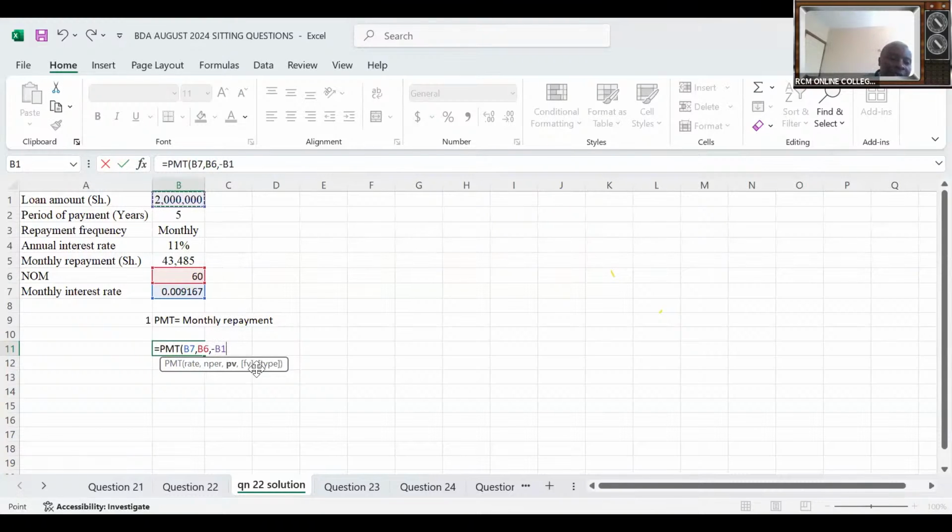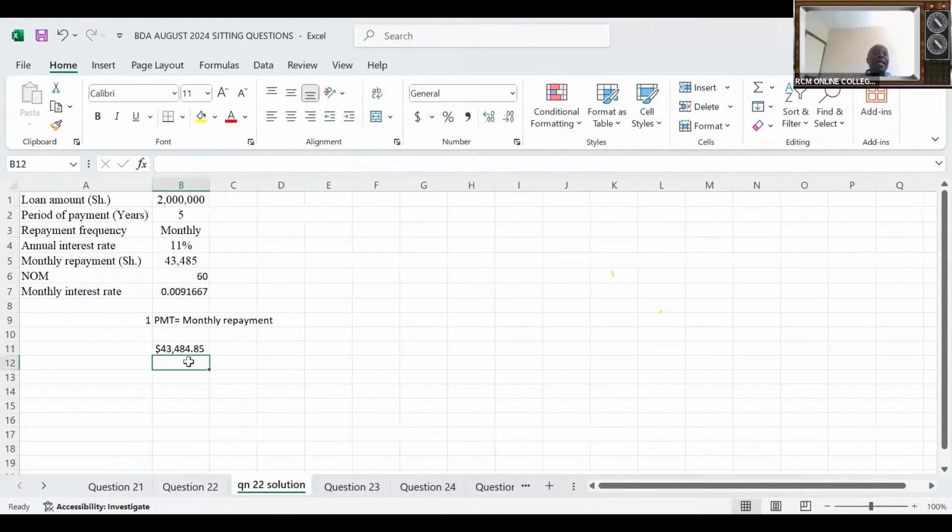And then you can see these other parameters are in square brackets, meaning that they are not mandatory. Future value, not mandatory. The type, not mandatory for now. So in this case, close brackets. And then you are able to see that the answer is 43,484.85. This person will be paying 43,484.85.